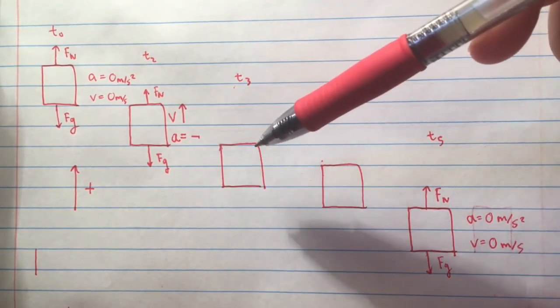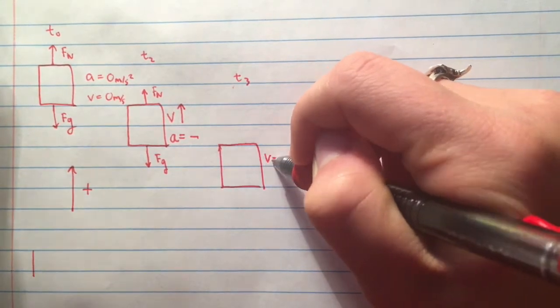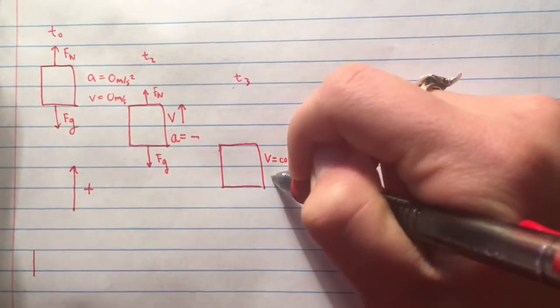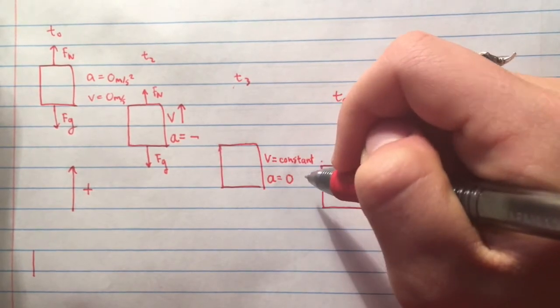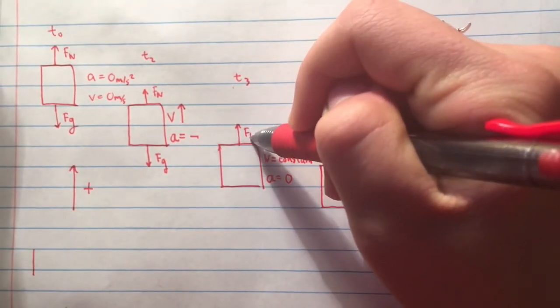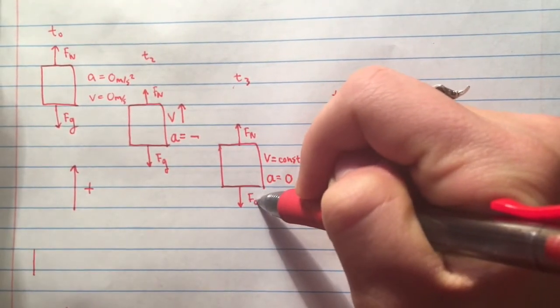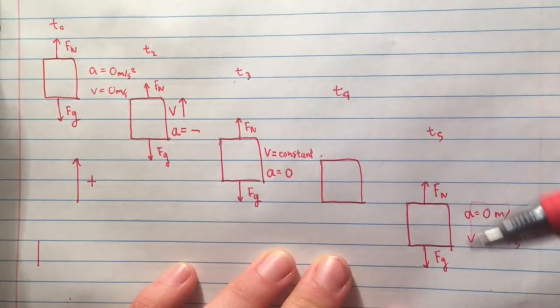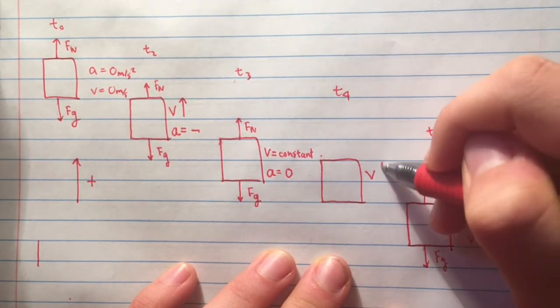Alright, once the person gets up to a certain speed, they start moving at a constant speed. Their acceleration is equal to 0 because their speed is not changing and neither is their direction. So the normal force is equal to the force of gravity in magnitude because there's no acceleration. Then the person and the elevator must slow to a stop. So the speed is decreasing.